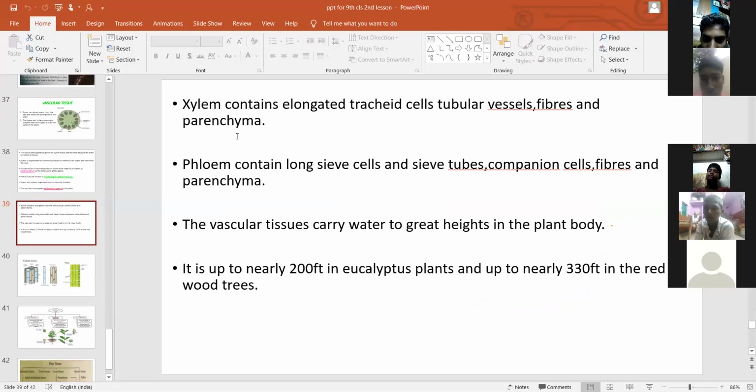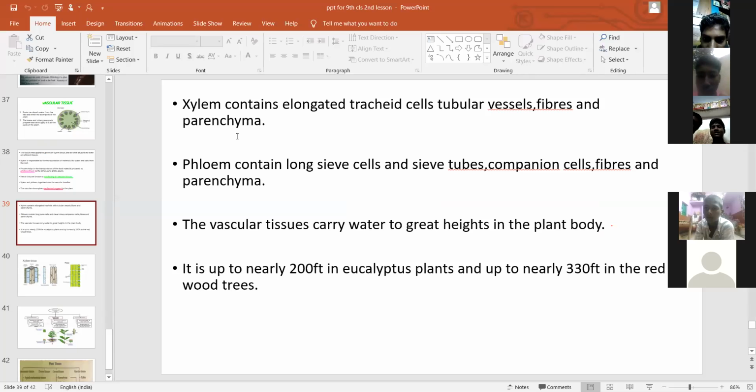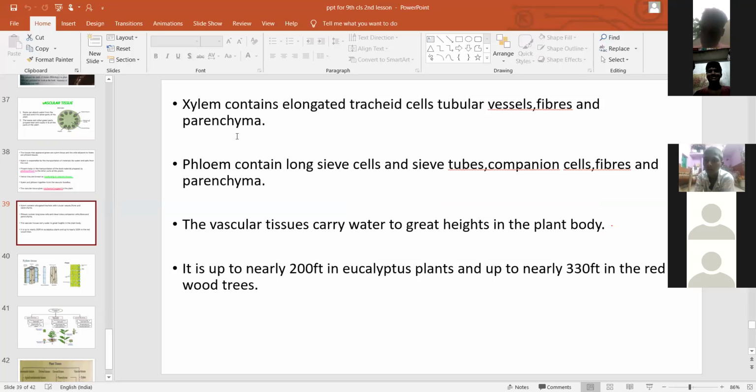The xylem tissue contains some elongated tracheid cells, tubular vessels, fibres and parenchyma. And the phloem tissue contains some long sieve cells, sieve tubes, companion cells, fibres and parenchyma.